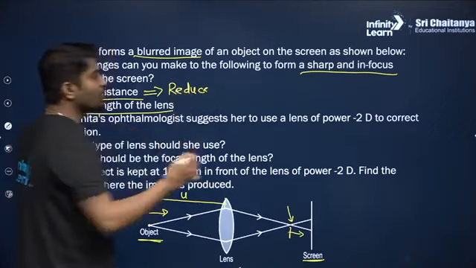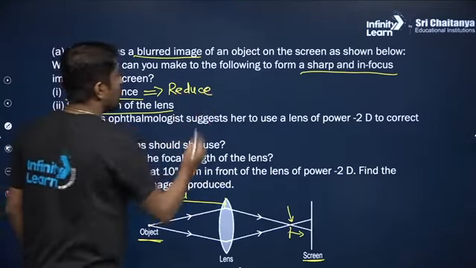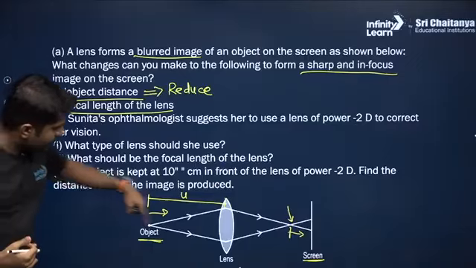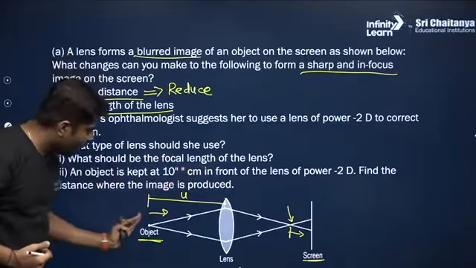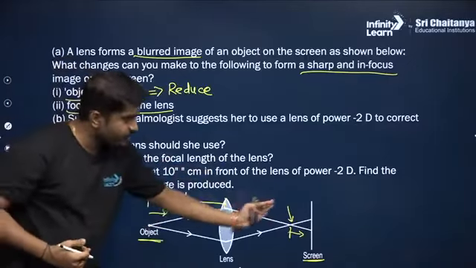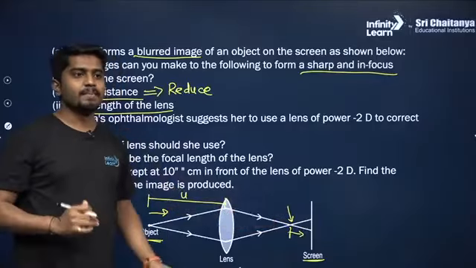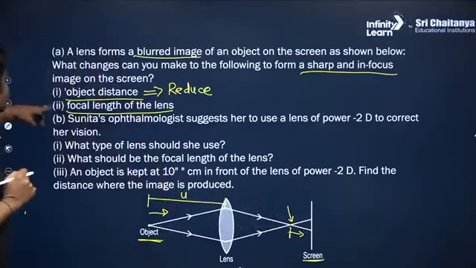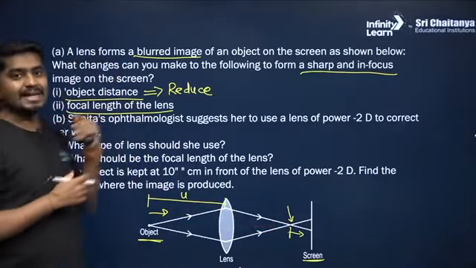You need to reduce or decrease the object distance. You reduce this object distance, move the object closer to the lens, so the image will move away from the lens. So there is the first one. How is the second one? Focal length of the lens.